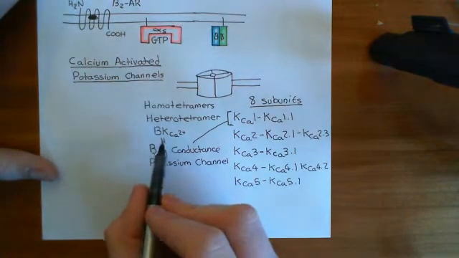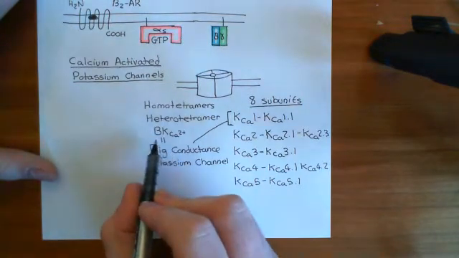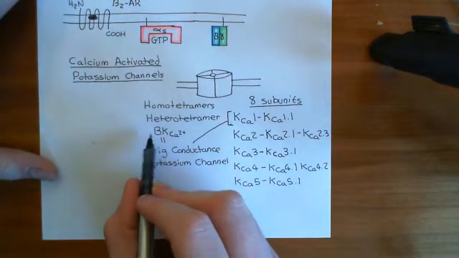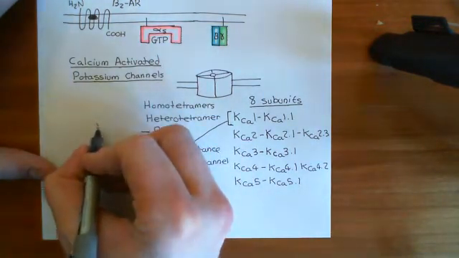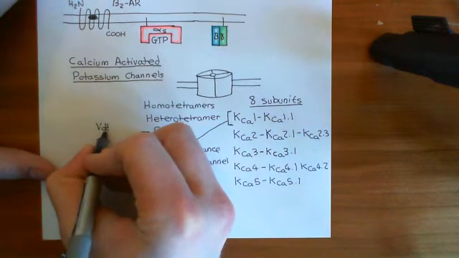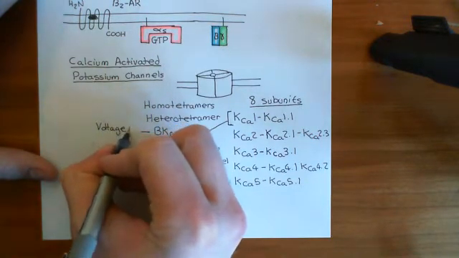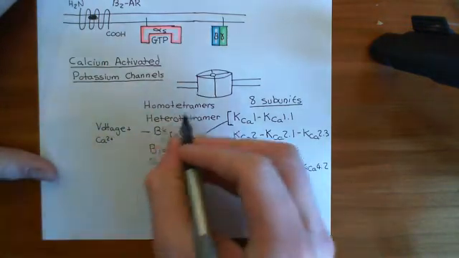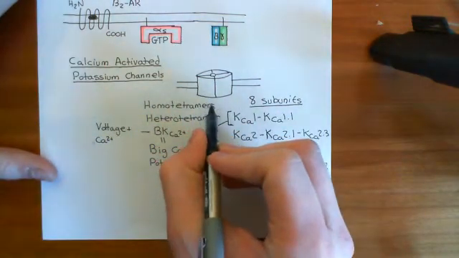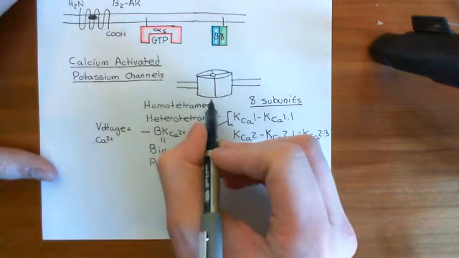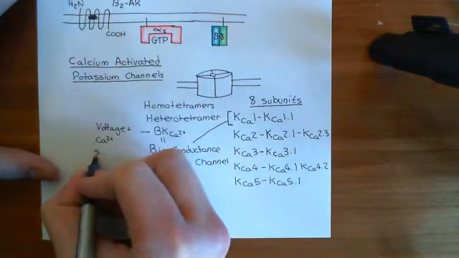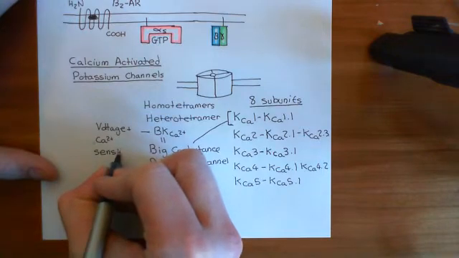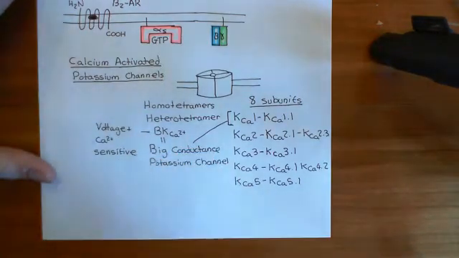And these channels are actually activated by two things. They're activated by voltage, specifically by depolarization of the cell membrane, and they're also activated by calcium. So these are voltage and calcium sensitive. If you've got a high concentration of calcium on the cytoplasmic side, that will open the potassium channel. If you've got a depolarization, that will also open the potassium channel. So that's why they are in this family of calcium activated potassium channels, because they're activated to open by calcium.